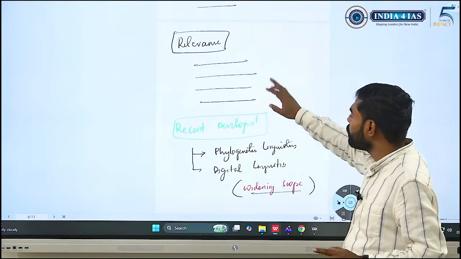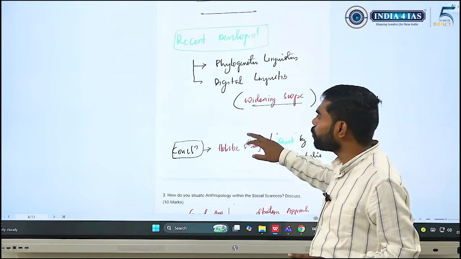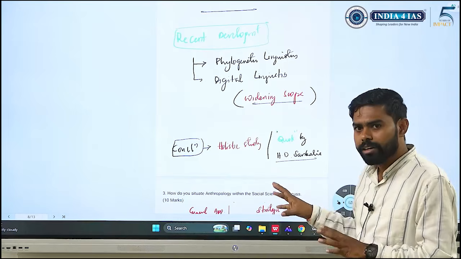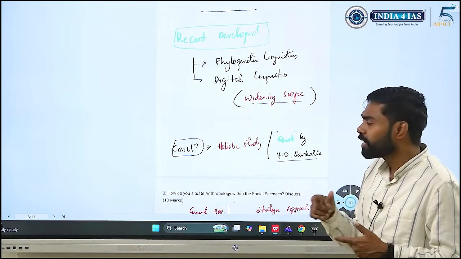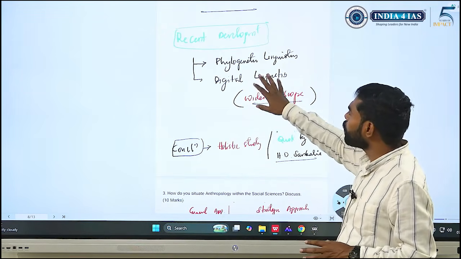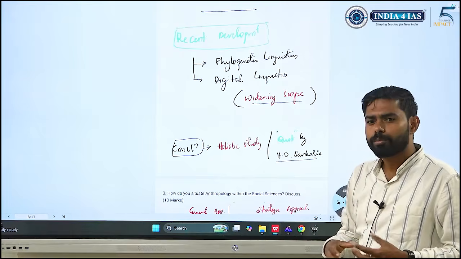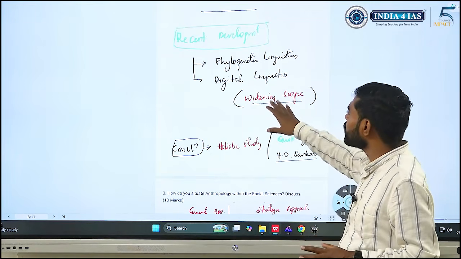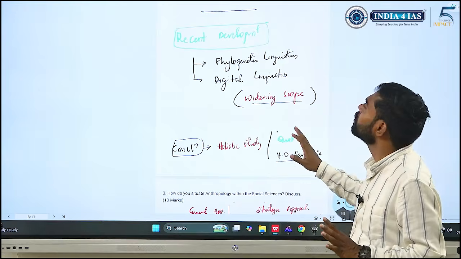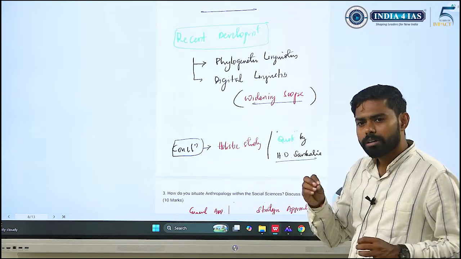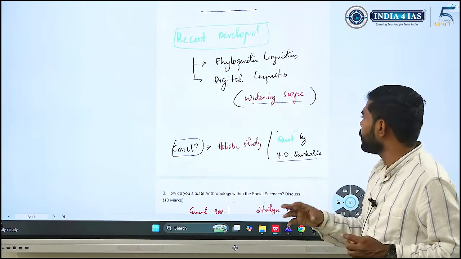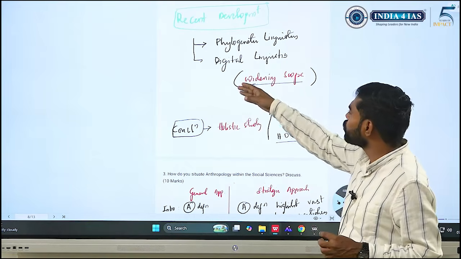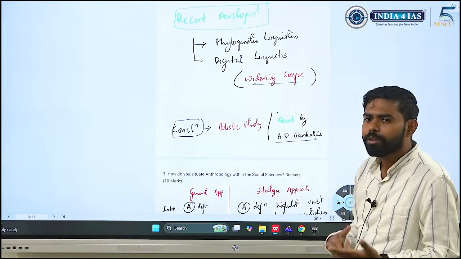Okay. And relevance, you will write it, and recent development, what I tried to integrate, because I had it in my notes ready, because that's how I tried to add that unique element. So there were a couple of fields where archaeological anthropology was developing itself, the phylogenetic linguistics and digital linguistics. So that's how I tried to bring that unique element. So I can use this to say that the scope is widening and the field is evolving.